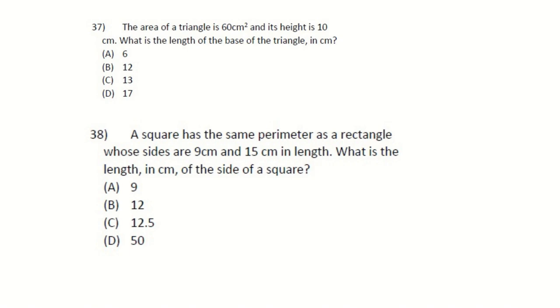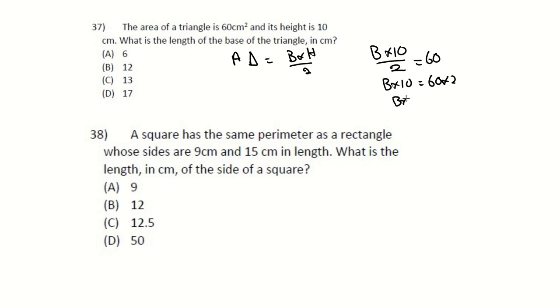The area of a triangle is 60. The height is 10. What is the length of the base? We know that the area of a triangle is base by height over 2, so base by 10 over 2 is equal to 60. So base by 10 is 60 multiplied by 2. Base by 10 is equal to 120. So my base is equal to 12. So B would be my answer.